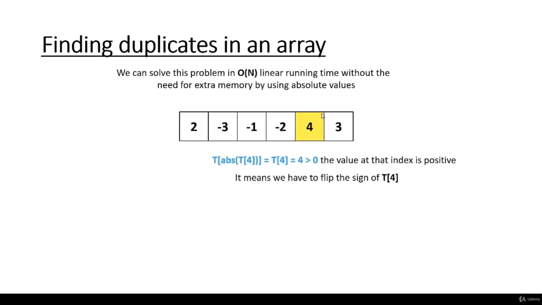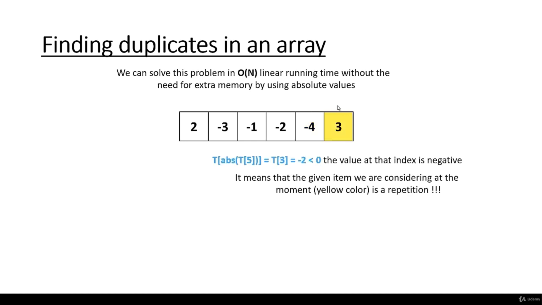Okay, let's keep going. We have to check where the i index is equal to 4. The array value with index 4 is equal to 4, which is positive, so we just have to flip the sign. So +4 will be transformed into -4, and we have to consider the last item: i equal to 5, which gives us the item with index 3.